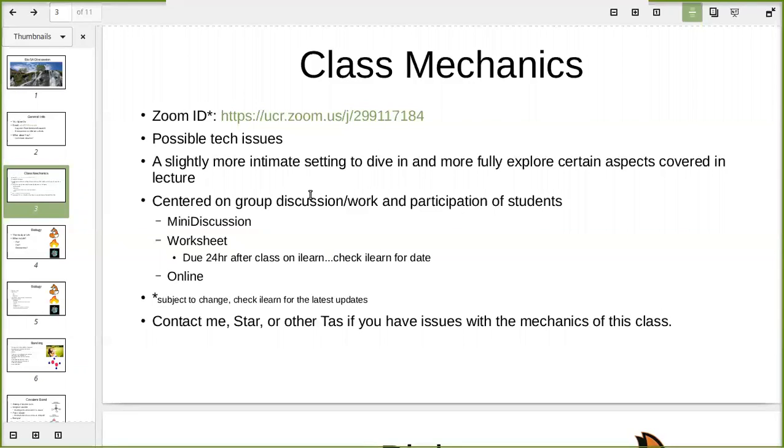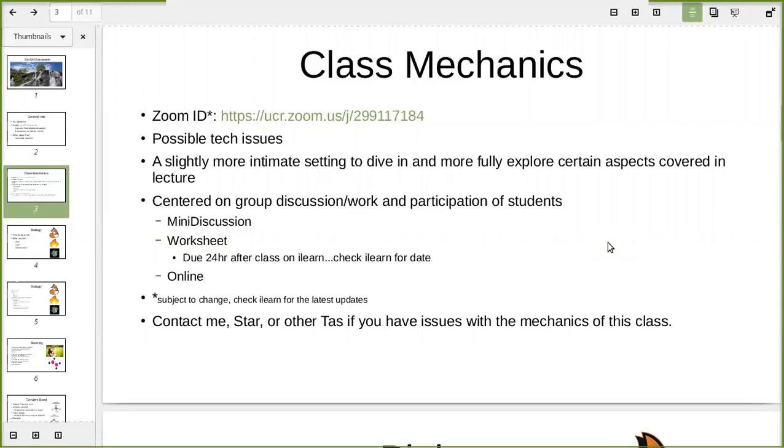So those are the mechanics for the class. If you have any questions about them, you could contact me, or you could contact Star, who is the course coordinator, or you could contact other TAs to help you work through the mechanics. But it's really simple. Everybody probably understands it. Any questions about this? No questions?